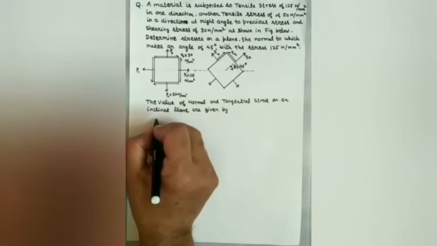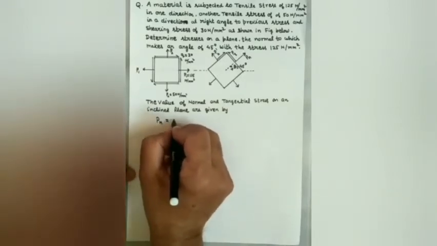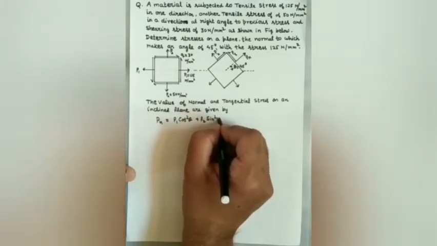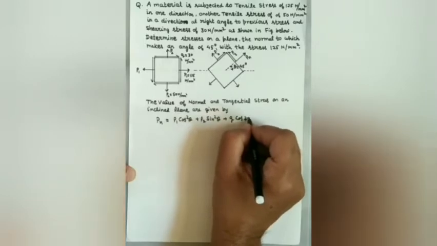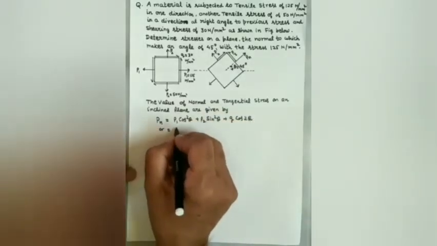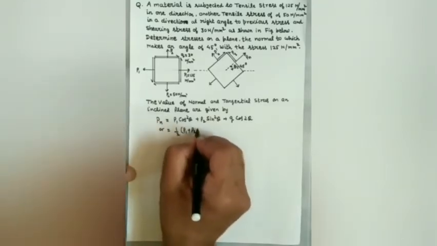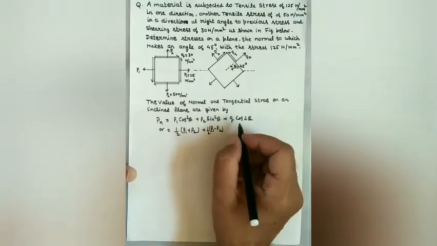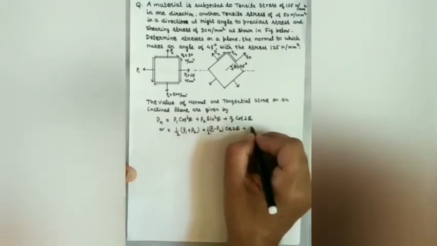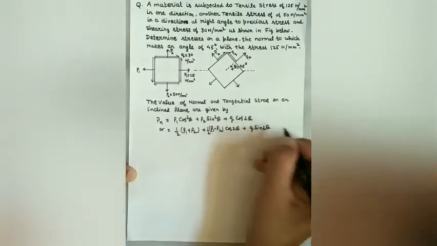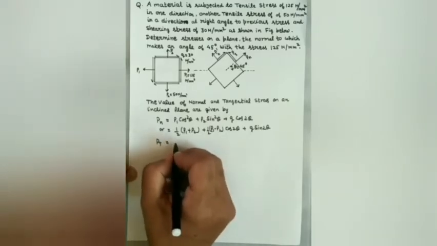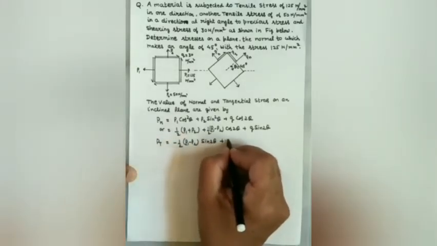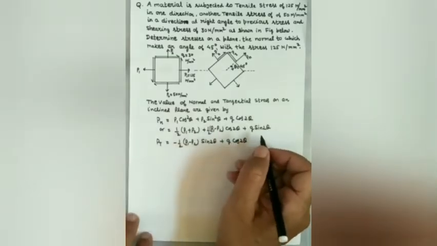Pn is equal to P1 cos square theta plus P2 sin square theta plus Q cos 2 theta, or by transformation equation Pn equal to 1 by 2 (P1 plus P2) plus 1 by 2 (P1 minus P2) cos 2 theta plus Q sin 2 theta, and Pt is given by minus 1 by 2 (P1 minus P2) sin 2 theta plus Q cos 2 theta.